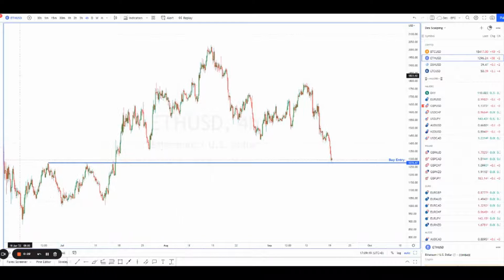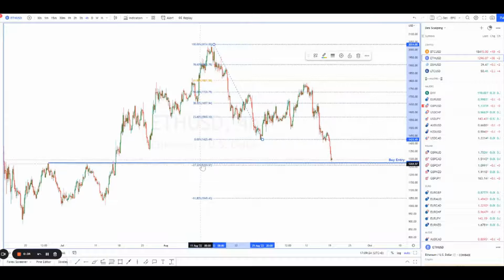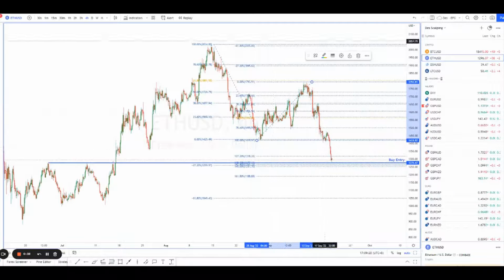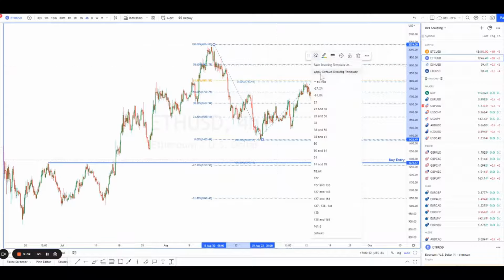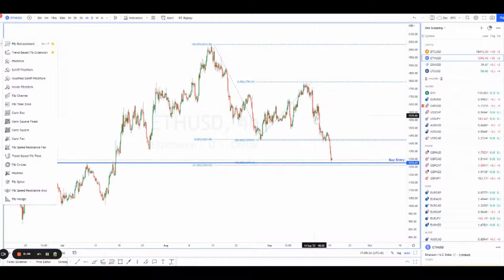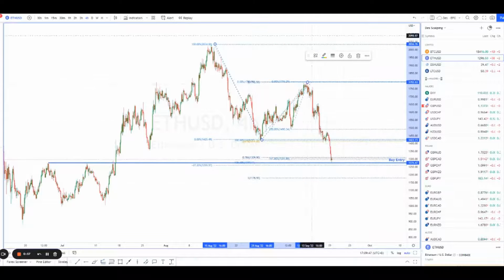The reason why I'm looking at it is because there is a very nice negative 27 Fibonacci expansion. There's a very nice 138, so this is going to be my 138. This is going to be my negative 27. And I have another one here, which should be my 161.8. All of it's kind of lining up there. And we also have another Fibonacci projection that should be my 78% projection. So all kind of lining up there.